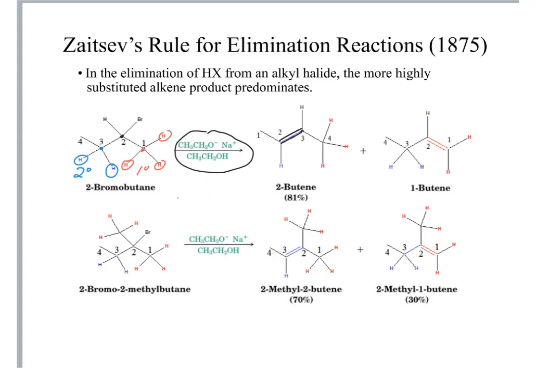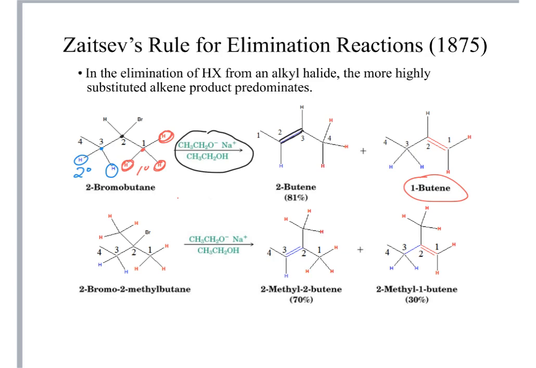The minor product, 1-butene on the other hand, resulted from elimination of a hydrogen atom from the less highly substituted primary alpha position. Let's see what happened when the number of alpha hydrogens with the lesser degree of substitution was increased.